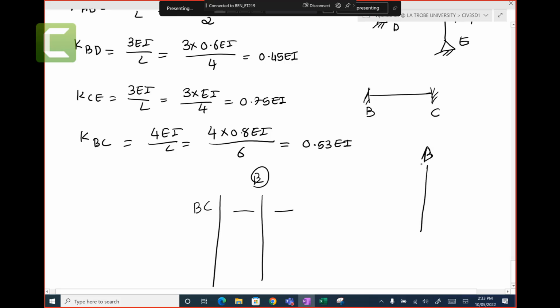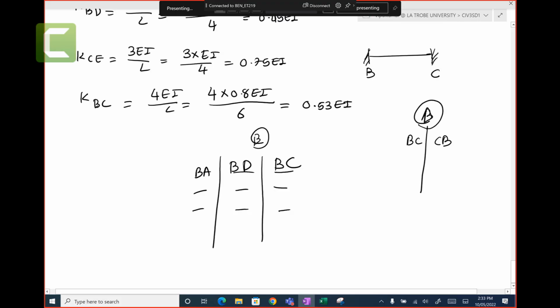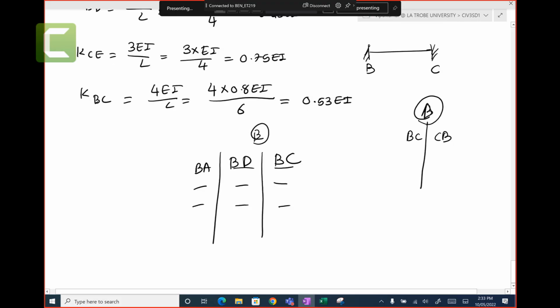Like in the previous one, you have, let's say, BC and CB. Here, joint B has 3 members. All other joints have 2 or 1 members. So you have joint BA, joint BD, and joint BC. Then you write the distribution factor for each member. You write the fixed end moment for each member. And you balance it out and you do carryover.